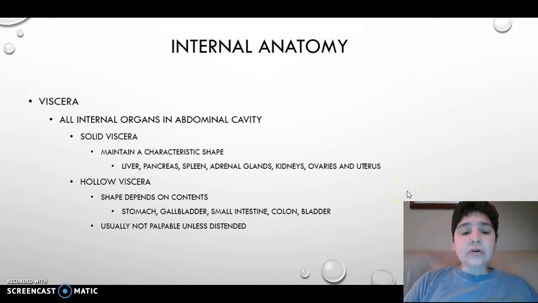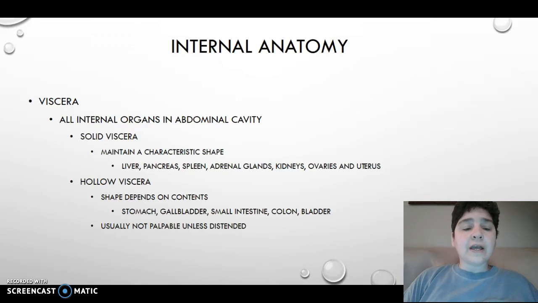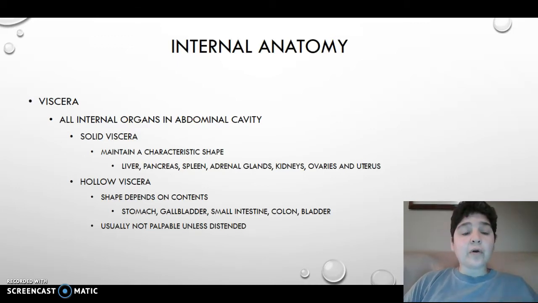When we talk about the internal anatomy, we're talking about the organs in the abdominal cavity. So we're talking about the viscera. We've talked about this before, and viscera is another term for the word organ. So all internal organs in the abdominal cavity are visceral organs. We talked about the visceral layer, which covers the organs, and then we had the parietal layer, which lined the organs or lined the cavities.